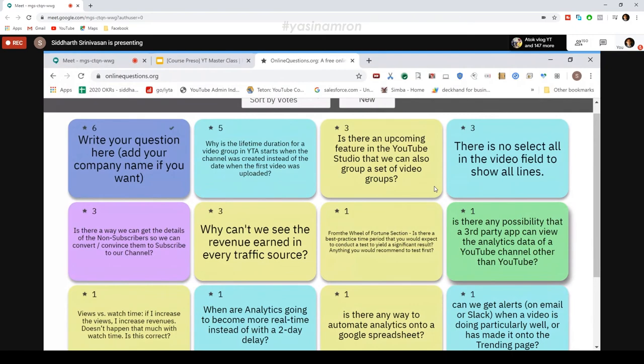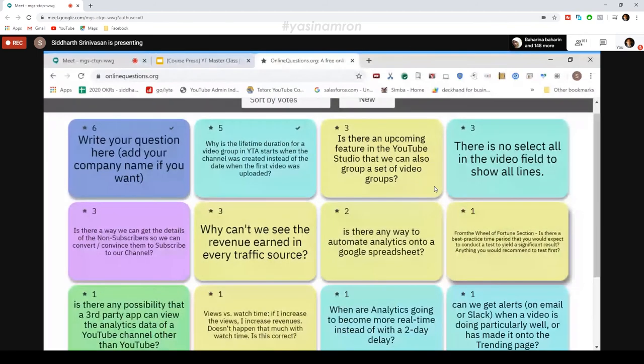So I'll take the next question. We're getting lots of votes. Is there any possibility that a third party app can view YouTube channel data other than YouTube? So I'll try to answer this question.